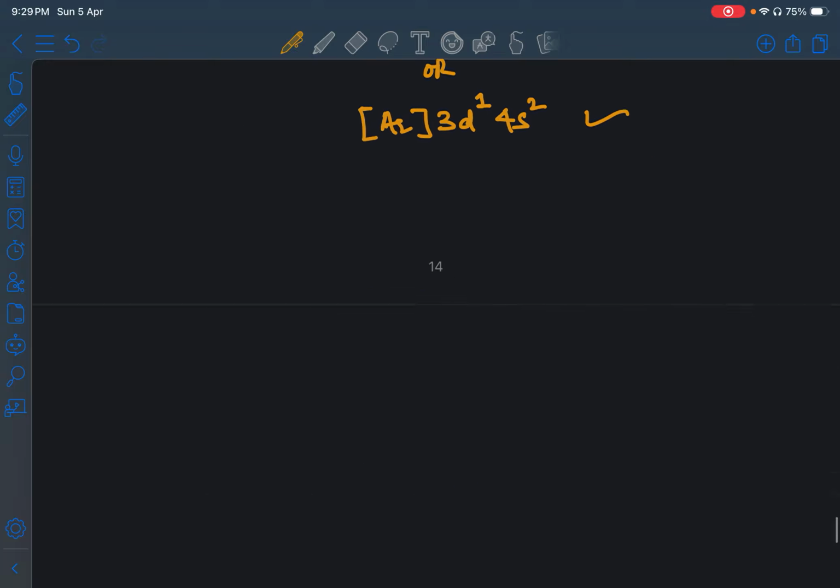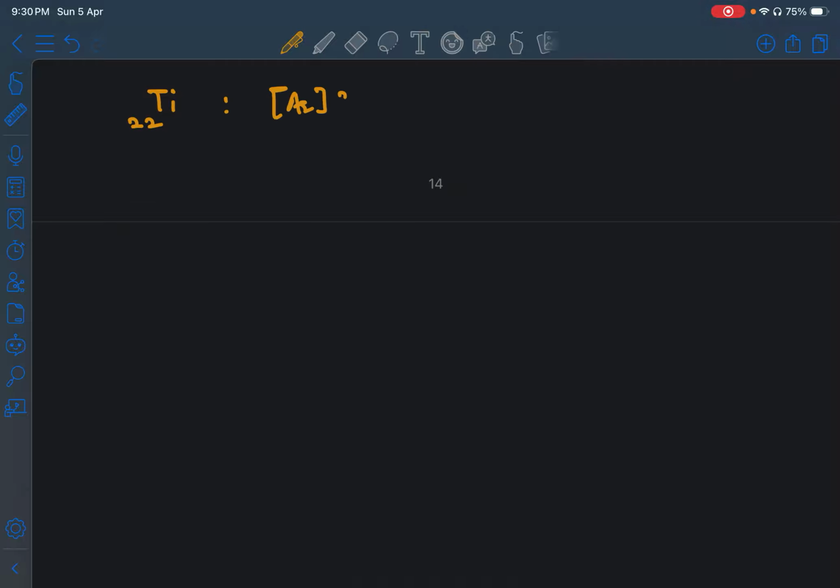All right, let's keep on doing for titanium as well. Atomic number is 22. Can I write directly now? Argon, we have 3d2, 4s2. Okay, 4s is already filled first, then 3d. But while writing, we write in increasing order. So first 3d, then 4s. Now help me do vanadium as well. Vanadium, the atomic number is 23. Now the configuration is argon, and then we have 3d3, 4s2. All right.